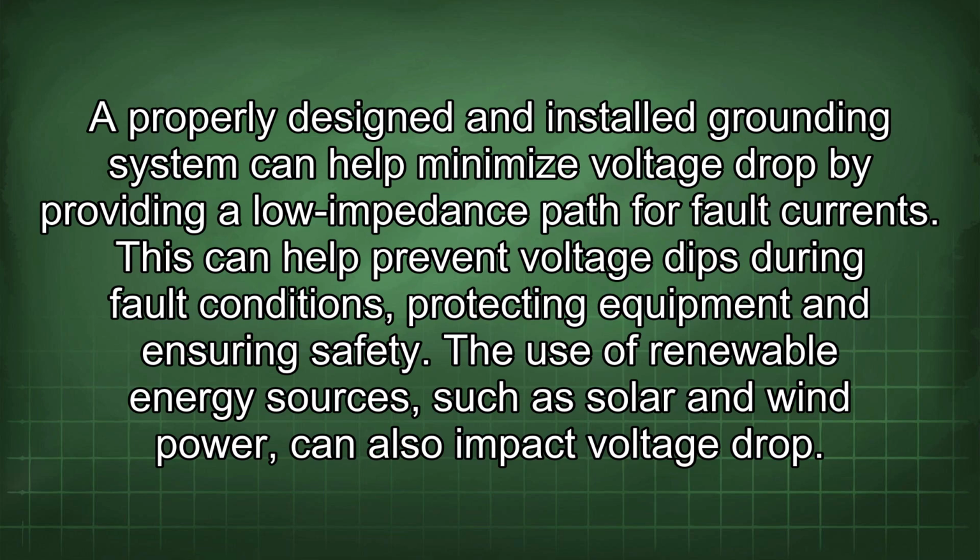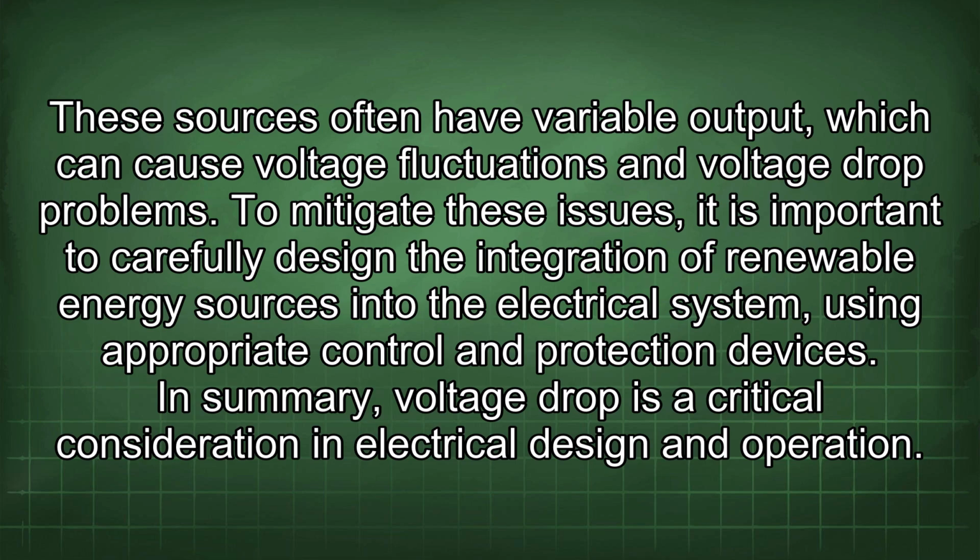The use of renewable energy sources, such as solar and wind power, can also impact voltage drop. These sources often have variable output, which can cause voltage fluctuations and voltage drop problems. To mitigate these issues, it is important to carefully design the integration of renewable energy sources into the electrical system, using appropriate control and protection devices.